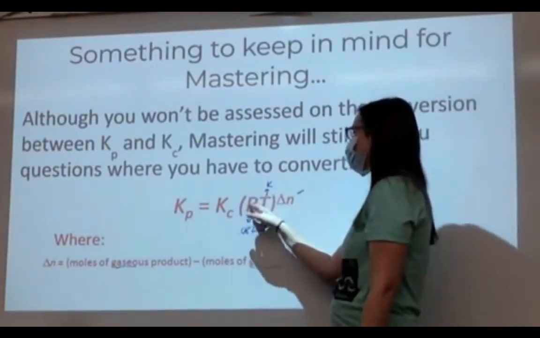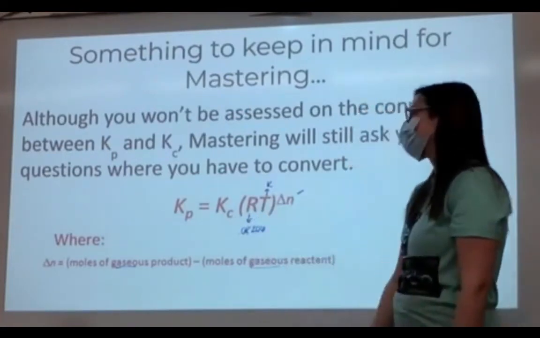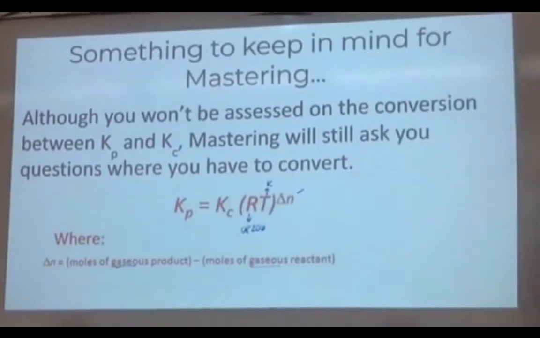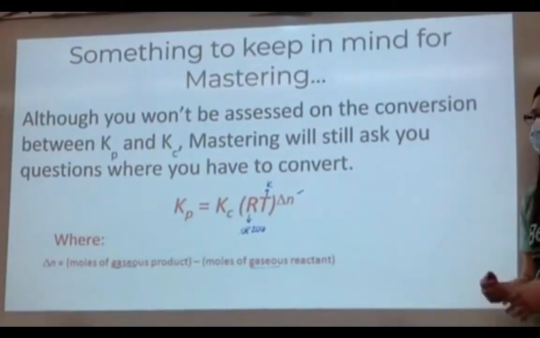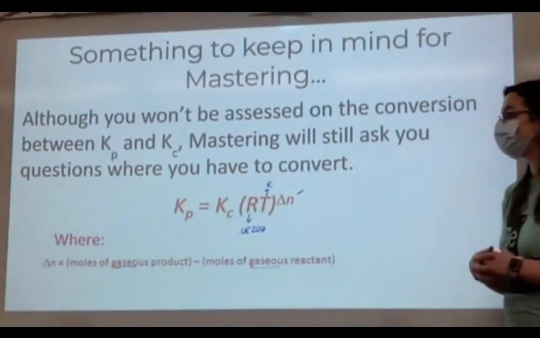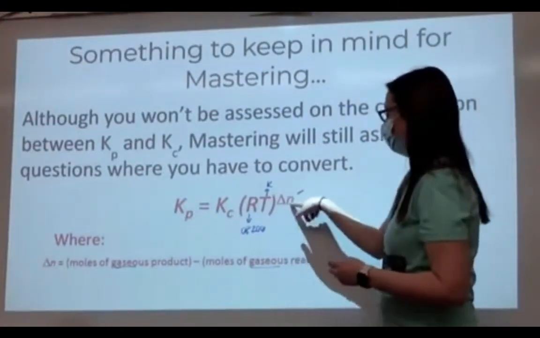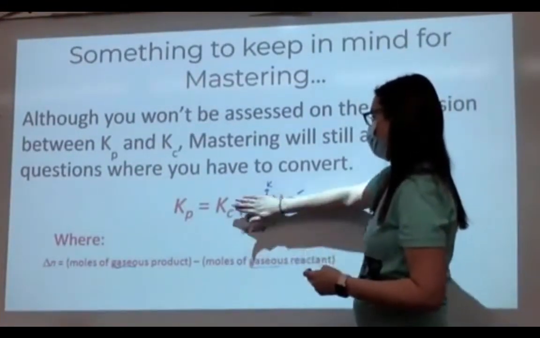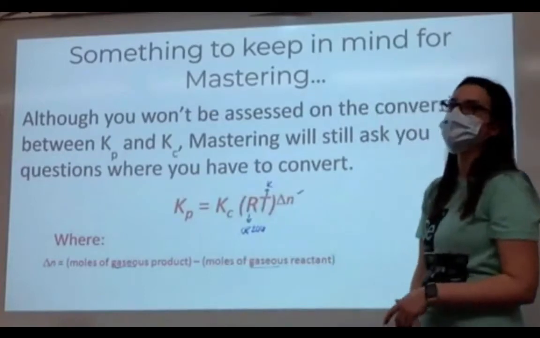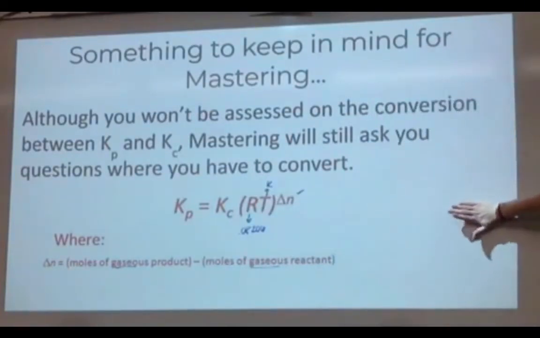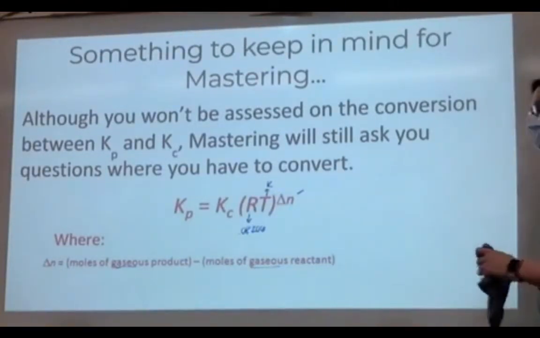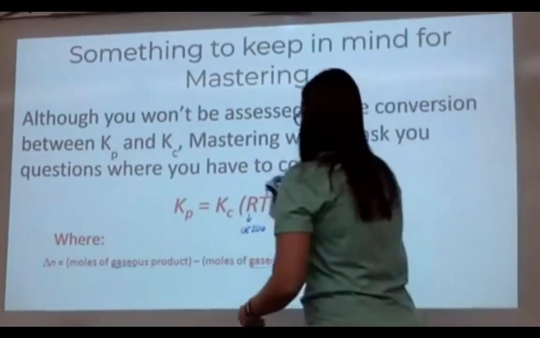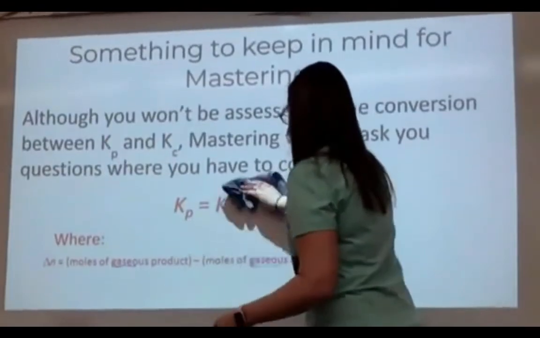Notice the parentheses though. It's R times T, it's this quantity raised to the delta n power. Delta n could be positive, negative, or 0. If there's no change in number of moles, your delta n is 0, this equals 1 and Kp equals Kc. But I did want to just bring this back up because mastering will ask some questions on it. You will not see this on a quiz or a test, though. All right, AP no longer tests on the conversion between Kp and Kc.